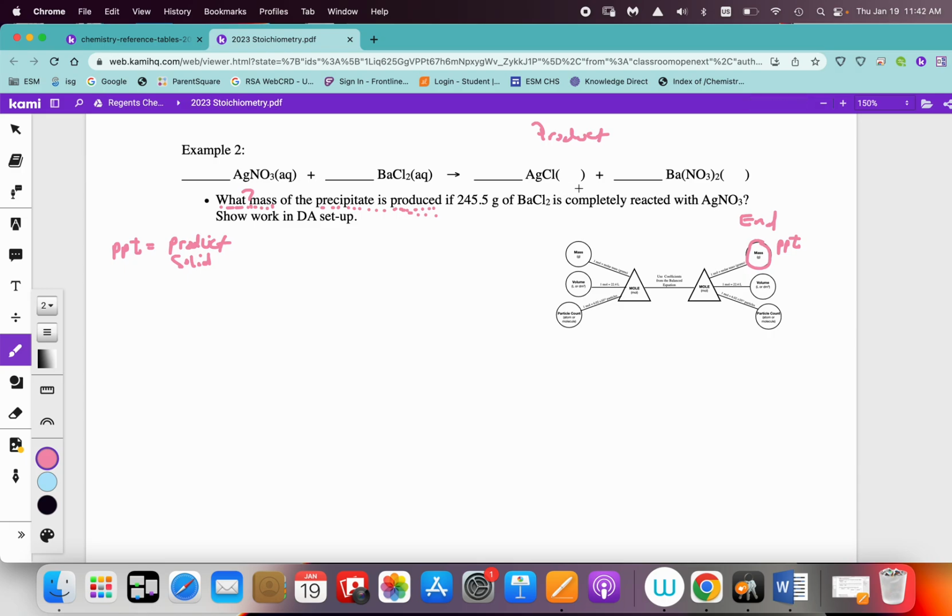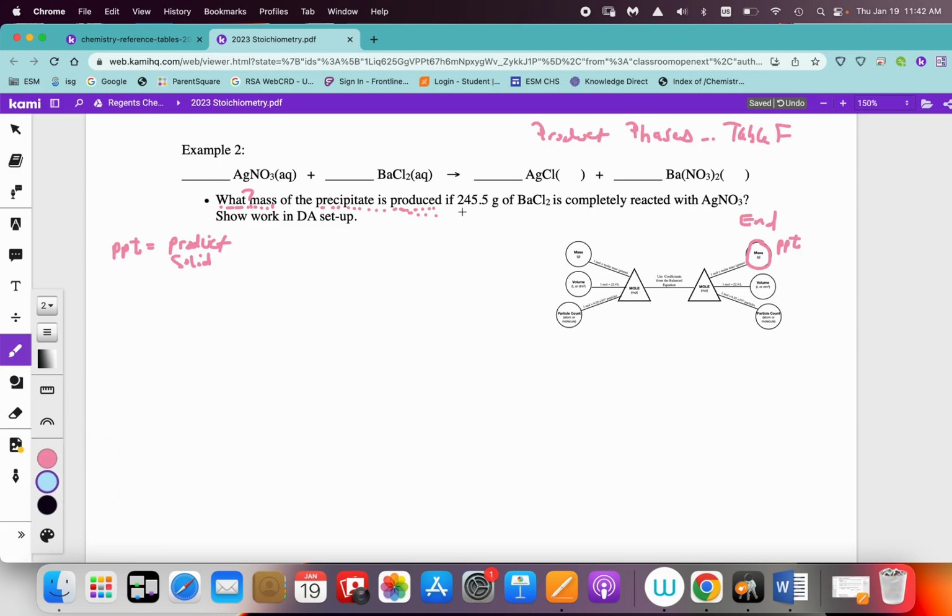And I have to look at the phases. When I look, the phases are not given, so I have to figure out the phases. In order to do that, you will have to use your table F. Worry about that in a minute. Let's figure out what else is provided for us.